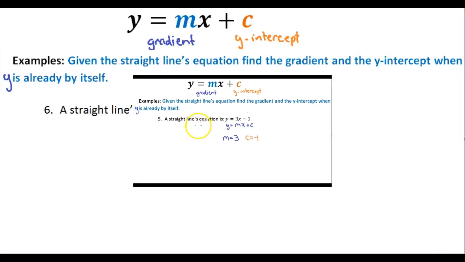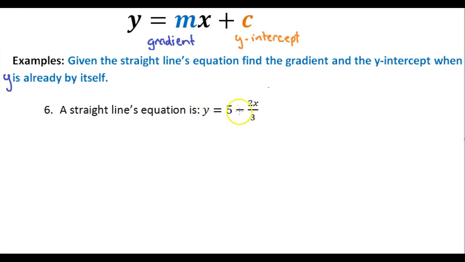Here the equation of the straight line is y equals 5 minus 2x on 3. Now if we compare to the original equation, the number in front of the x is the gradient. So the number in front of the x here is this one, -2/3. So the gradient equals -2/3.